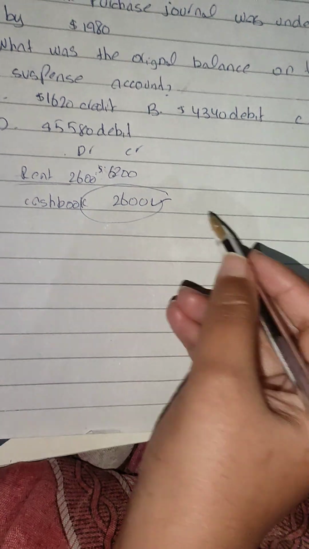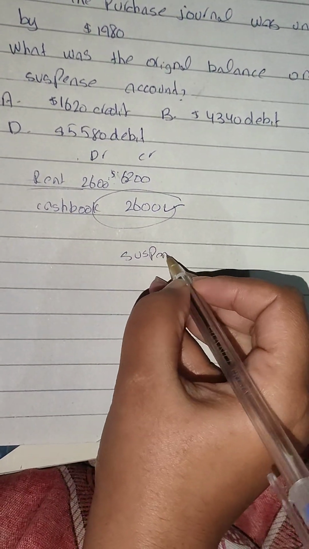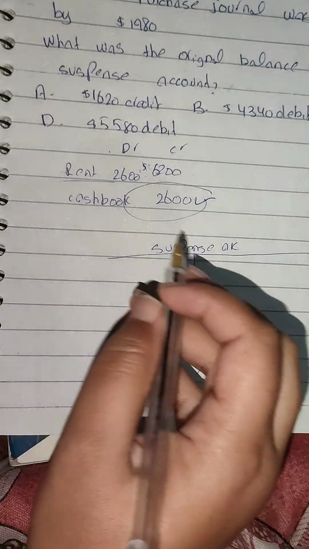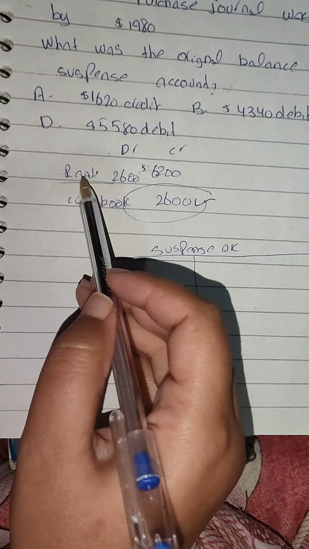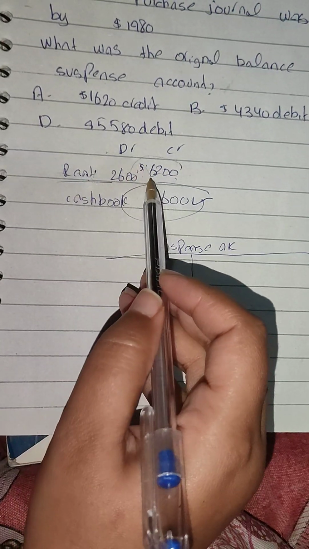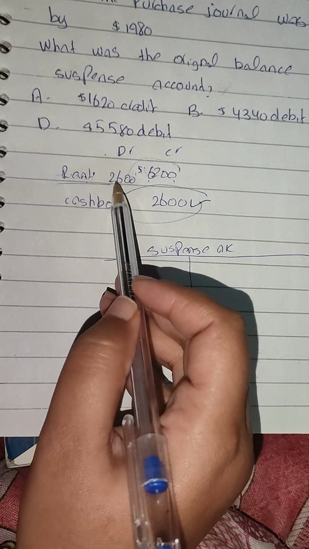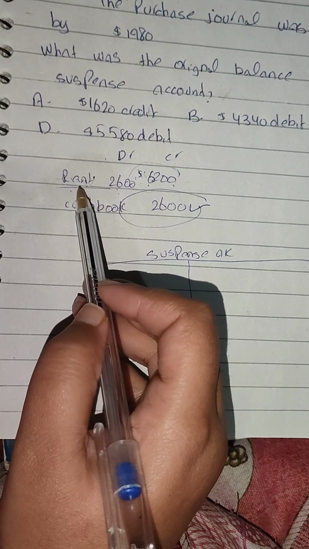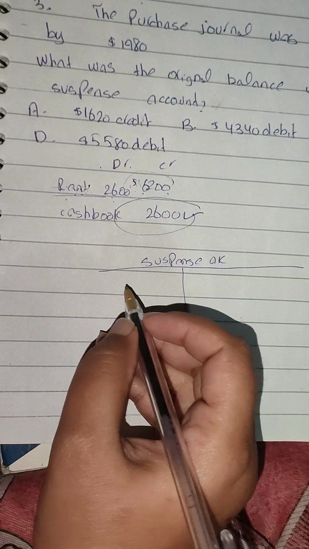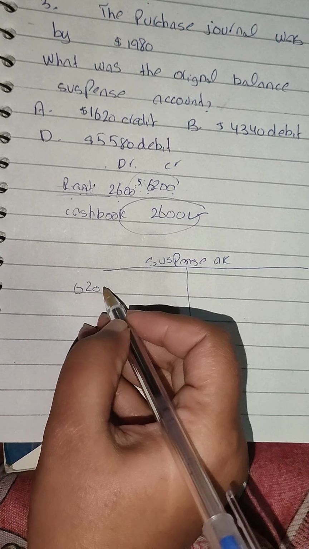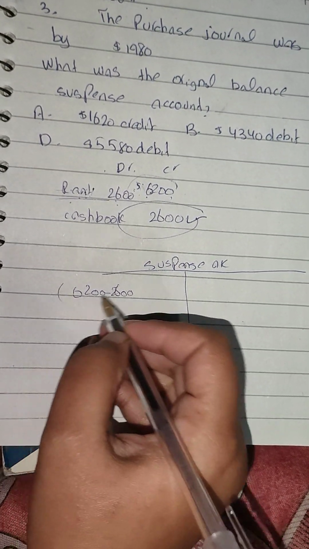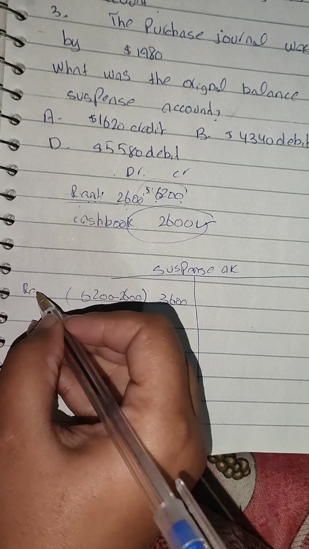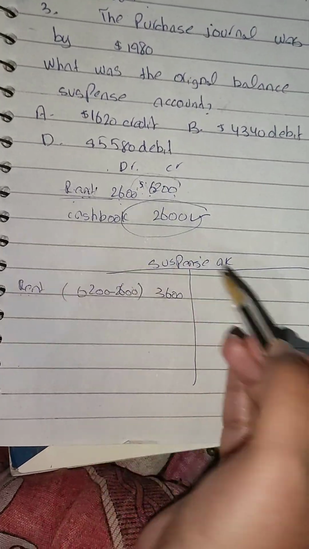So what does it mean? It means that now we have to credit our rent account, because we put the amount 6200 in our rent account, which is overcast, and our real amount was $2600. So we should decrease our rent account. If we are going to decrease our rent account, we have to credit the rent account, because the nature of rent is debit. First, let's see the difference between the amounts: 6200 minus 2600 is 3600. So the suspense account is debit and the rent account is credit.